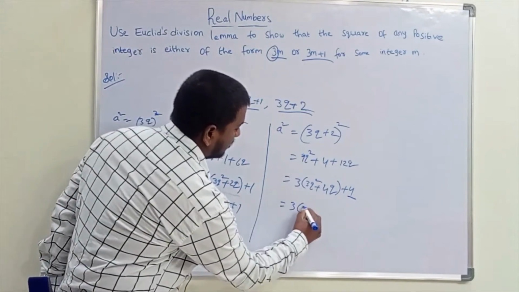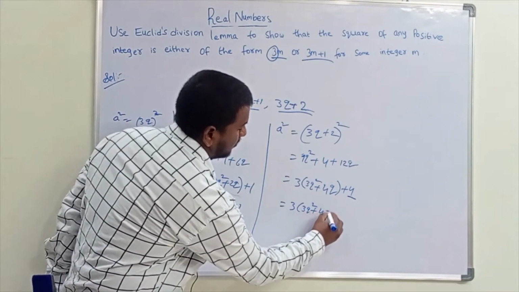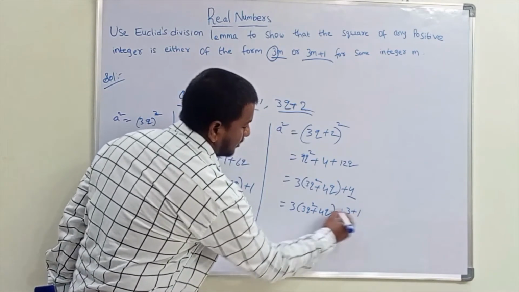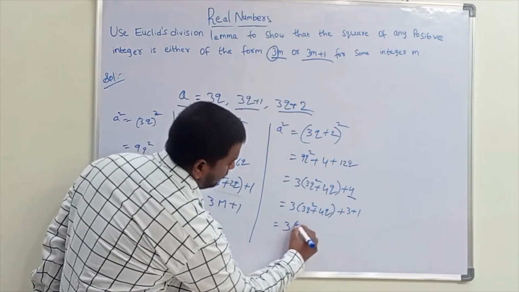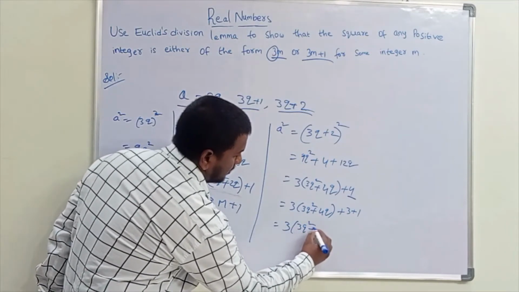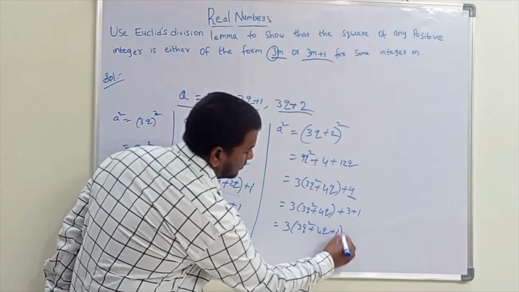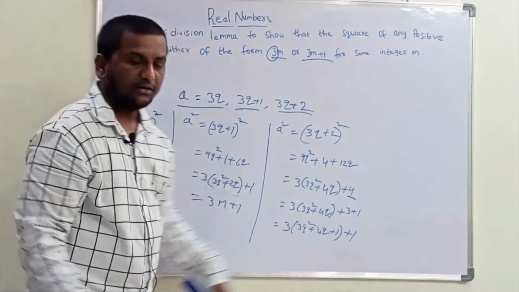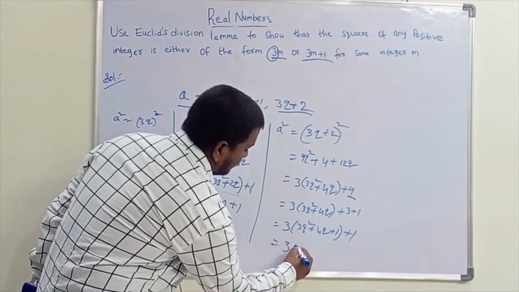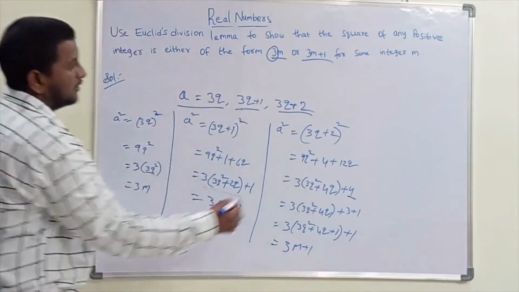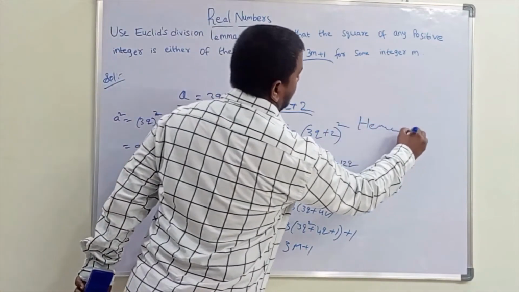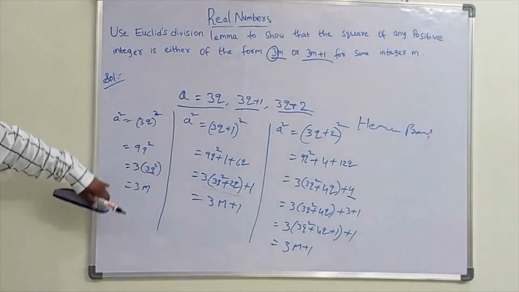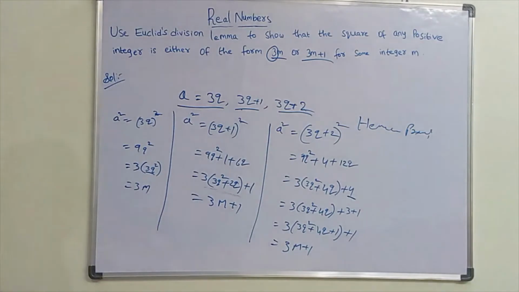So 3q squared plus 4q plus 3 plus 1. From this also I can take 3 common. So it will be like this: 3 times 3q squared plus 4q plus 1, plus 1. Now it is in the form of 3m plus 1, right? So it is in the form of 3m plus 1. Hence it is proved that the square of any number is in the form of 3m or 3m plus 1, right?